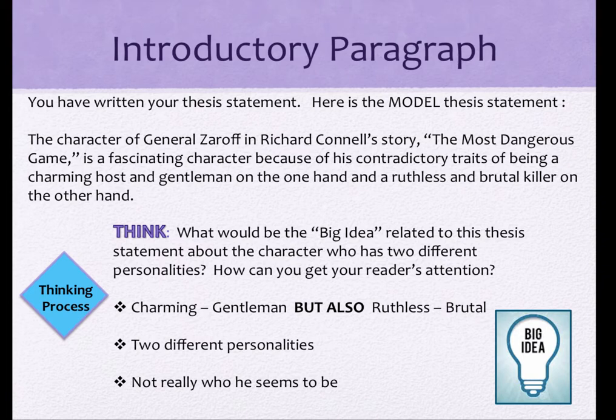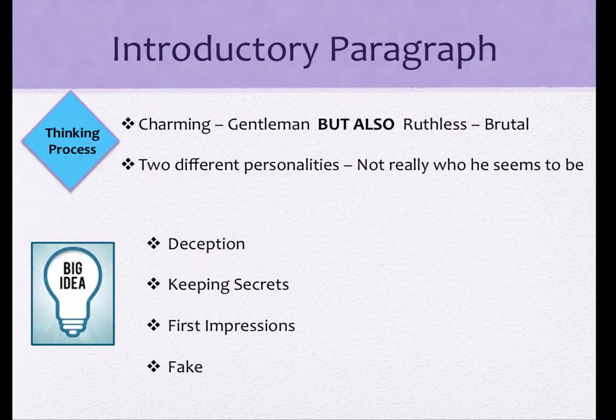Think, how could I build on top of that with a more general statement, and then on top of that with my hook? He's charming, he's a gentleman, ruthless and brutal. 2 different personalities, not really who he seems to be. Perhaps some of the big ideas are deception. People deceive people about who they really are. How about keeping secrets? First impressions, sometimes they're not what they seem to be. What about people being fake?